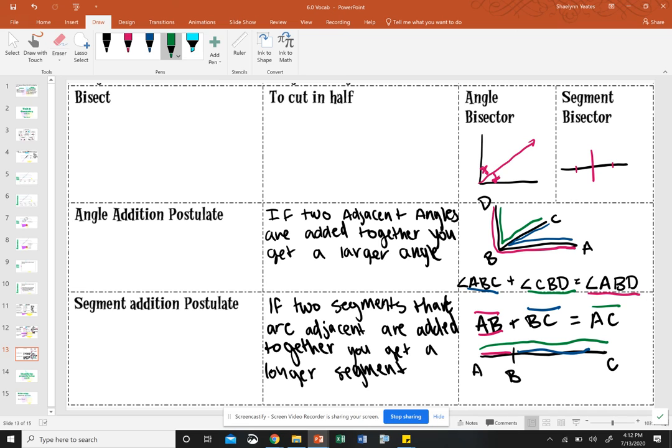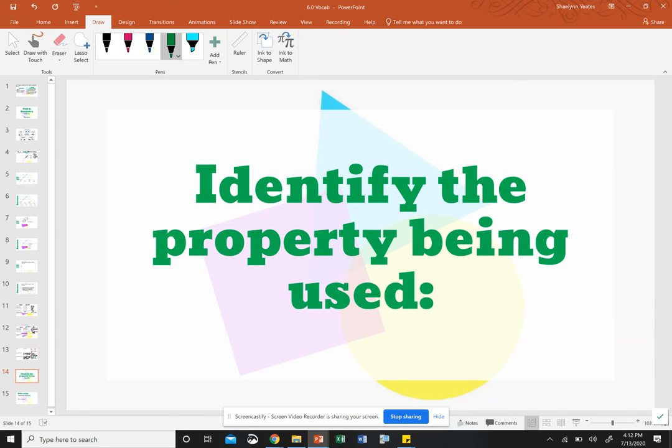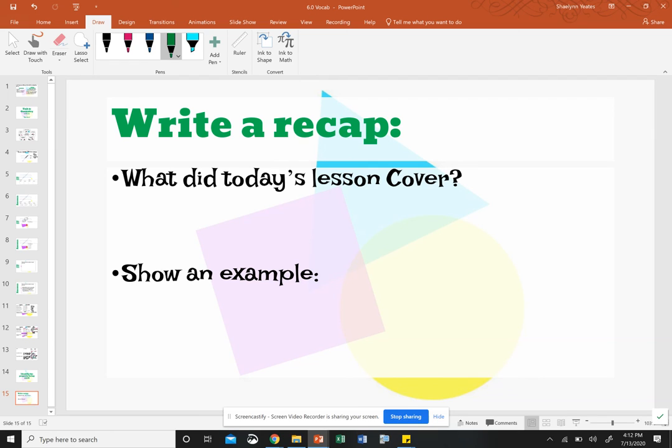Okay? All right, so now what I want you to do is identify the properties being used in this matching activity, and then please write your recap for the lesson. Okay, thanks.